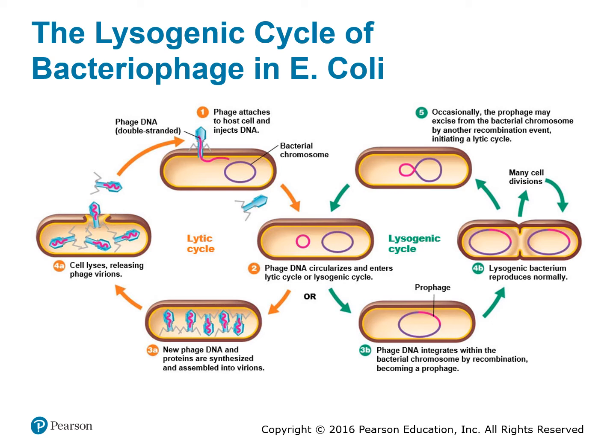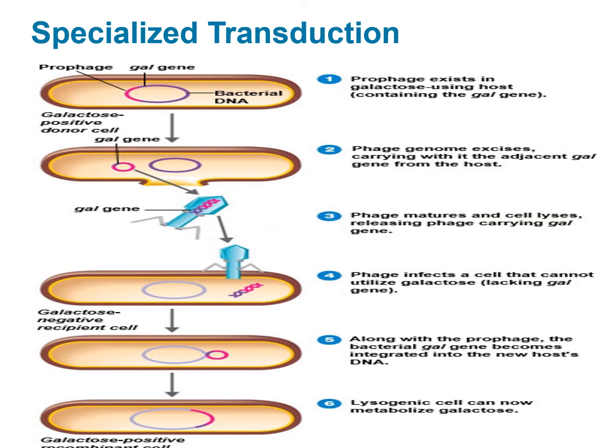The second important result of the lysogenic cycle is something known as specialized transduction, which we are going to talk about right now. We said that the lysogenic cycle results in two important things. One is phage conversion and the other one is specialized transduction. So let's talk about specialized transduction.